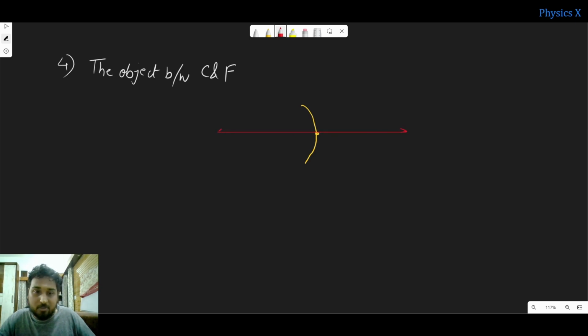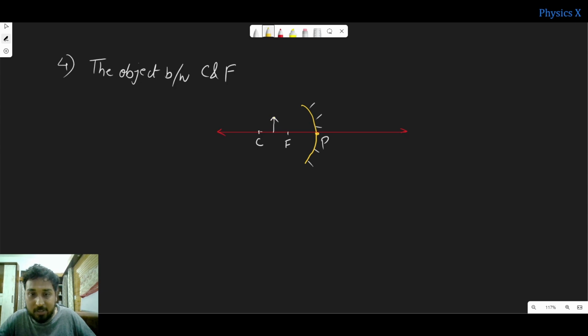Okay, because I am drawing rough diagrams, some rays are not becoming as I want, but yeah, fine. This is F, and let us say this is your C. Now I am telling that the object is placed between C and F. That means somewhere here the object is placed.